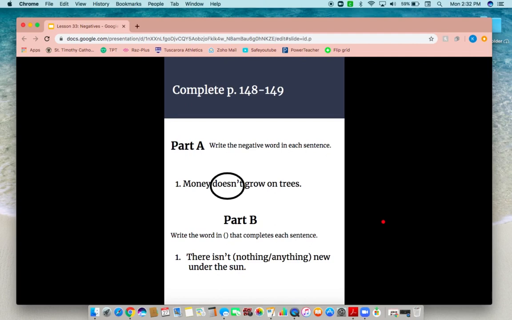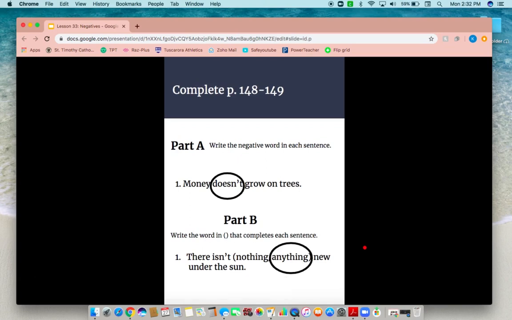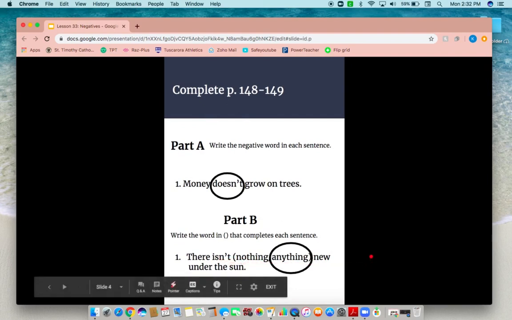So there isn't nothing new under the sun, or there isn't anything new under the sun. Now, just reading it, we can probably tell which one sounds like it fits in the sentence better, but I want you to really think about, okay, which are any of these negative words? Yes, nothing is a negative word. Is anything? No, it's just a normal word, right? So now I have a negative in my sentence already, so automatically I know I don't want nothing because I can't have two negatives. So now I know there isn't anything new under the sun.